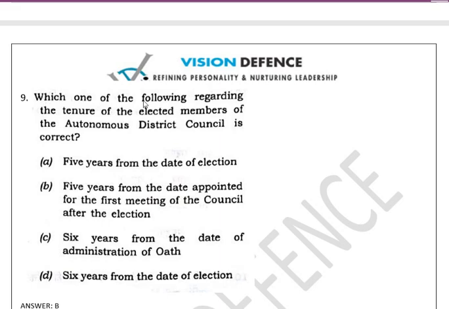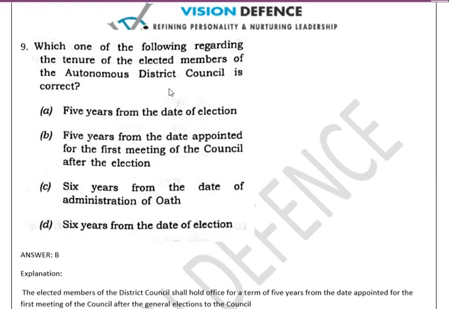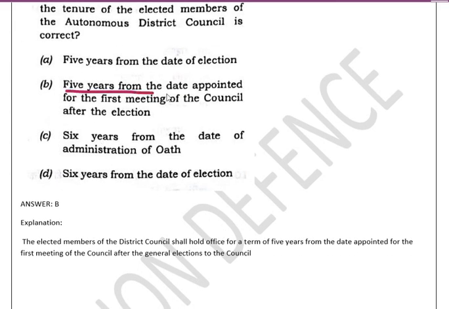Next. Which one of the following regarding the tenure of elected members of autonomous district council is correct? First, 5 years from the date of election, 5 years from the date appointed for the first meeting of the council after election, 6 years from the date of administration of oath, 6 years from the date of election. So the answer is 5 years from the date of appointment for the first meeting of the council. So based on elimination, you can directly say that this is the answer.